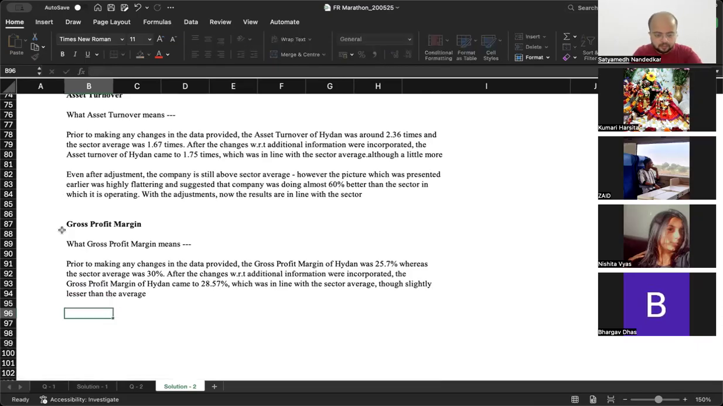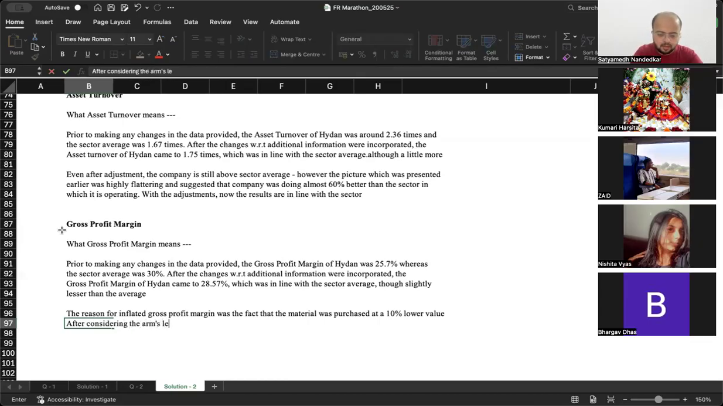Now, the reason for inflated gross profit margin was the fact that the material was purchased at a 10% lower value. ठीक है? After considering the arm's length price of the goods purchased, the ratio came in line with the sector.